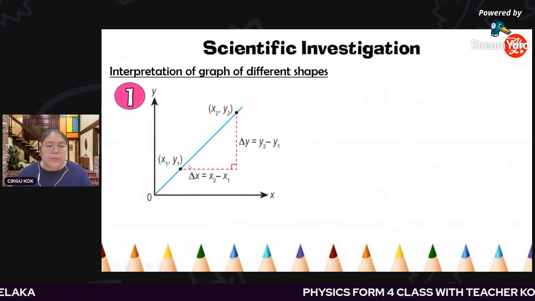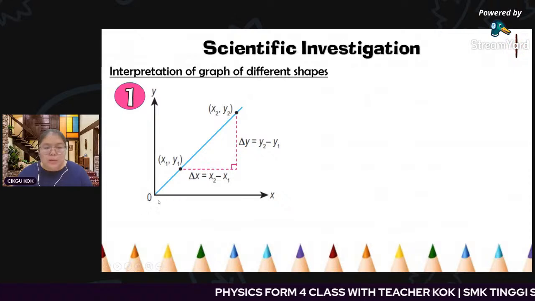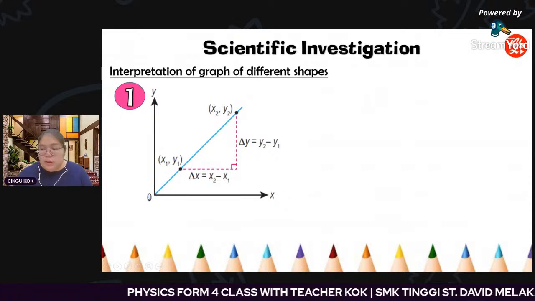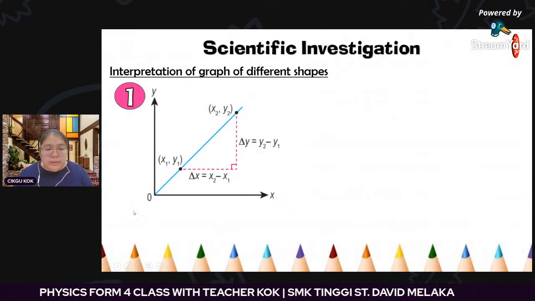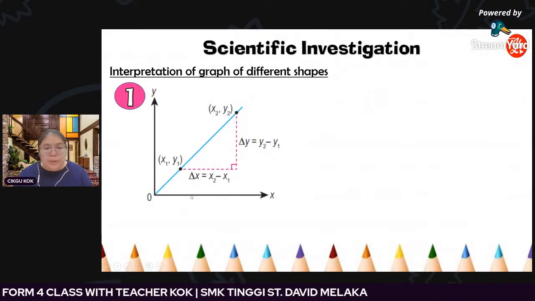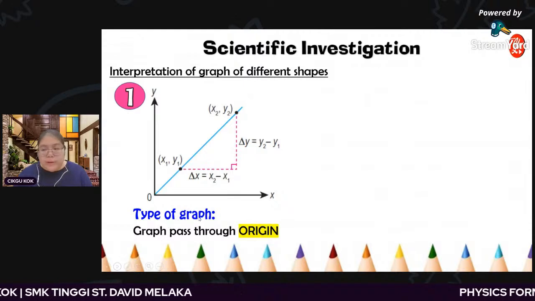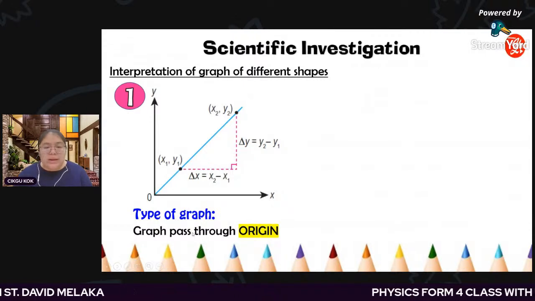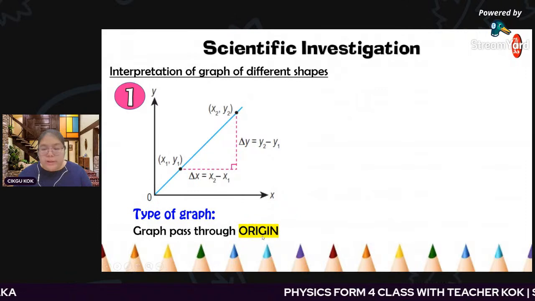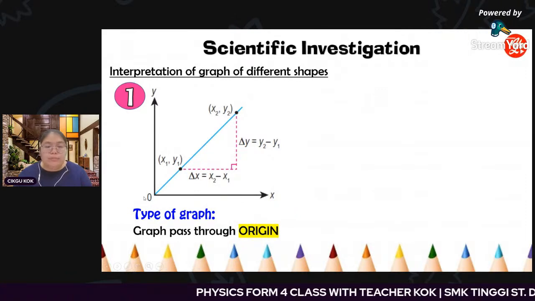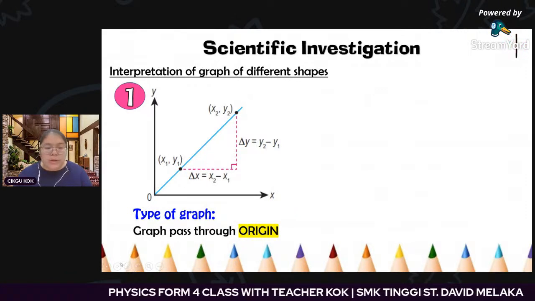From here we find that the line passes through the 0. It goes straight through the 0, and after that it goes up. So we are going to find out the type of the graph. What is this graph? The graph passes through the origin. Origin means the 0. The straight line passes through the origin.